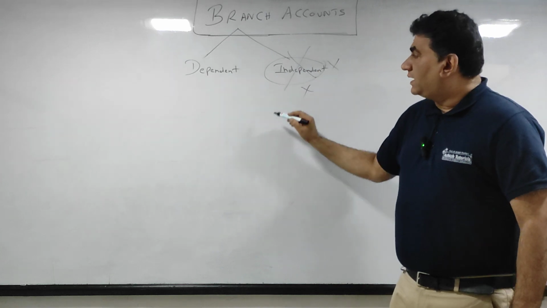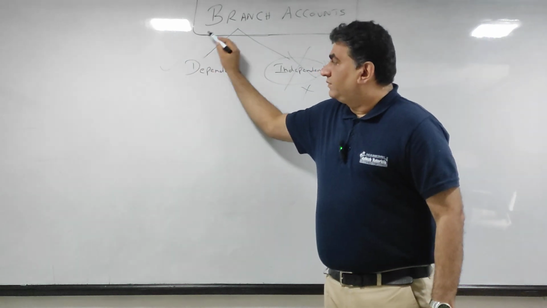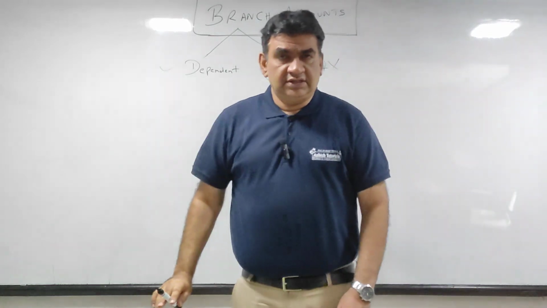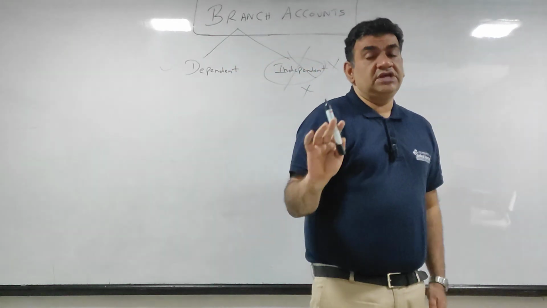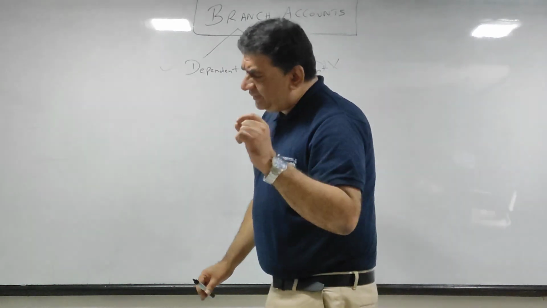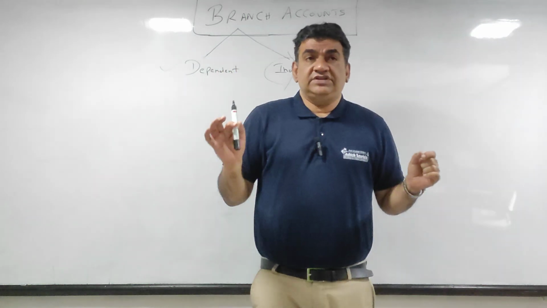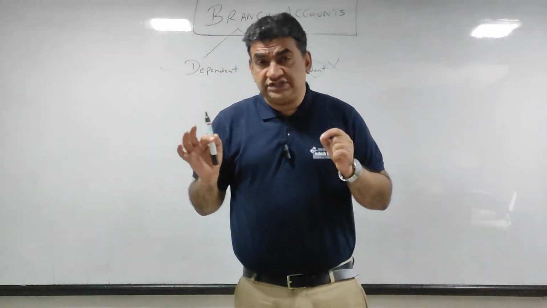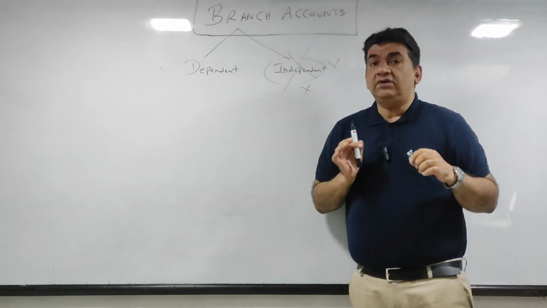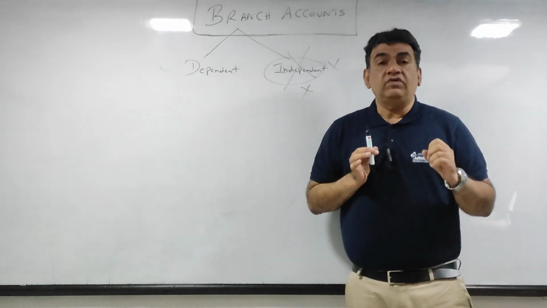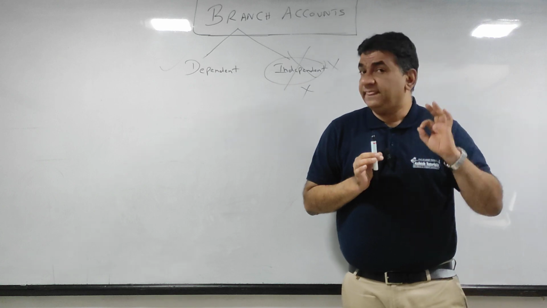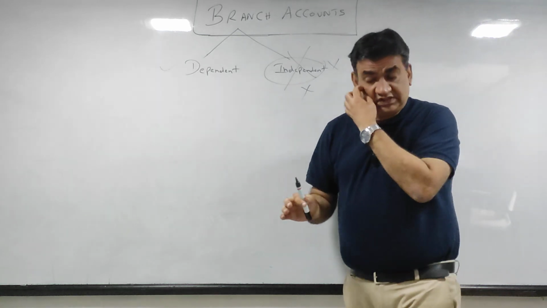So independent branch is not in your syllabus. What you have in your syllabus is only dependent branch. And what did I say? Dependent branch is that branch which is dependent on the head office, fully controlled by head office. Dependent on head office and fully controlled by head office. Clear? Now listen, starting today there are two methods.